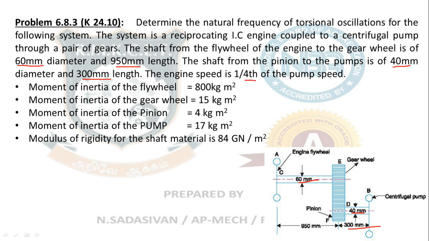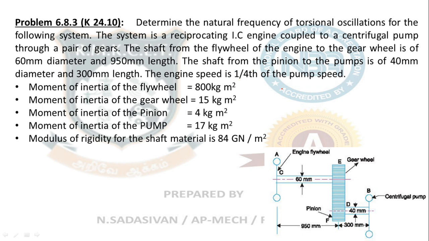The engine speed is 1/4 of the pump speed. So you will get a gear ratio of 1/4. Engine speed is 1/4 divided by 1. So this means what? The pump is running very fast. Engine speed is 1/4 of the pump speed means the pump is running fast. So therefore your gear ratio G is 1/4, of the pump speed.